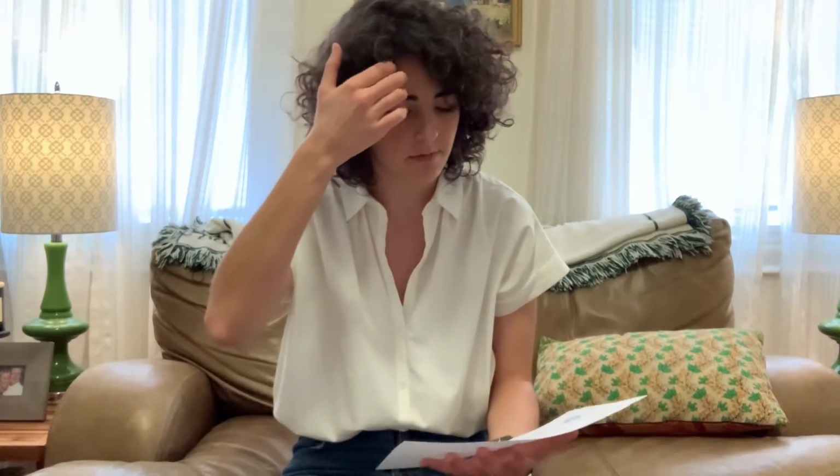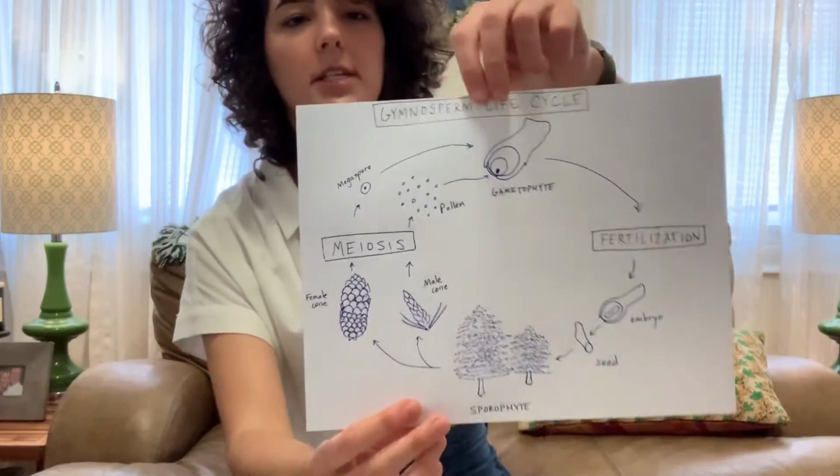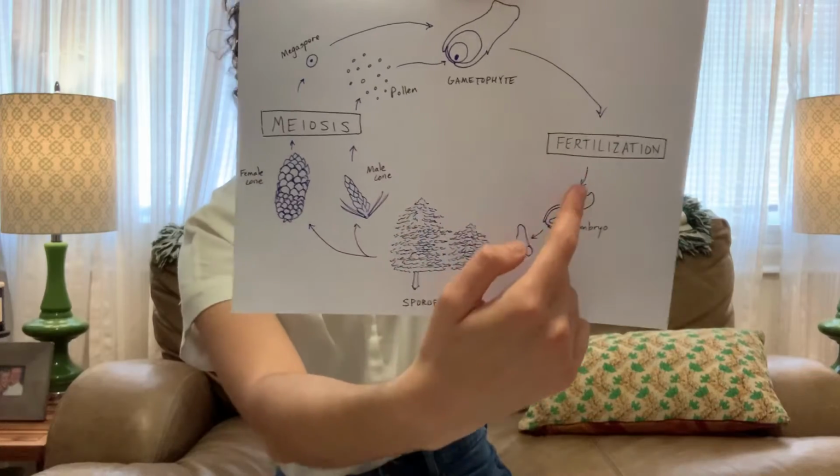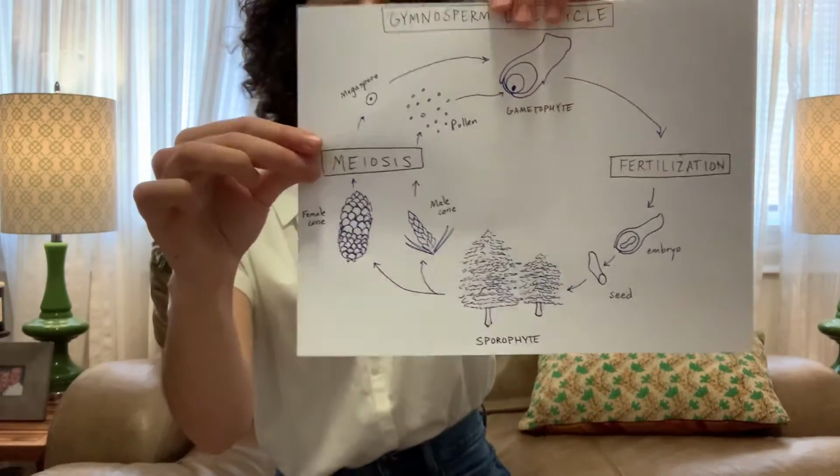Our next group of vascular plants are gymnosperms, which are like our conifers, so pine trees and ginkgos, stuff related to conifers. So our gymnosperm life cycle once again looks the same. We've got our gametophyte up top, fertilization, the sporophyte, and meiosis.